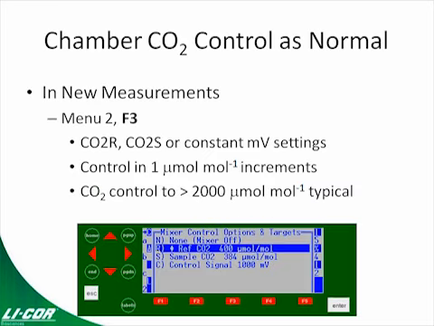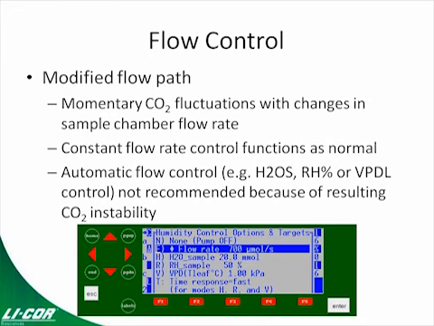So we have completed the CO2 modification, we have completed the calibration, and the CO2 control is going to operate as normal as you've grown accustomed to in the 6400. In new measurements in the menu level 2, F3, you're still going to have the same choices for controlling on CO2 reference, CO2 sample, or on a constant millivolt setting. You still have control by 1 micromole per mole increments, and the CO2 concentration typically is going to be greater than 2,000 micromoles per mole on most instruments.